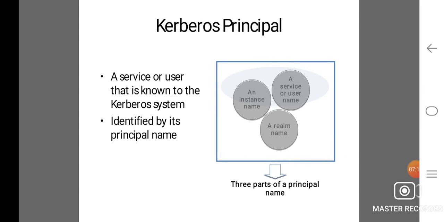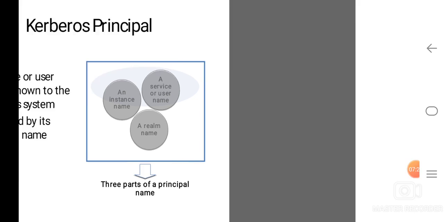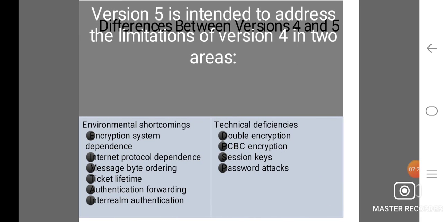Kerberos principal: a server, a service, or a user that is known to the Kerberos system, which is identified by its principal name. Three parts of the principal name: a service or user name, an instance name, and a realm name. Version 5 is intended to address the limitations of version 4 in two areas.